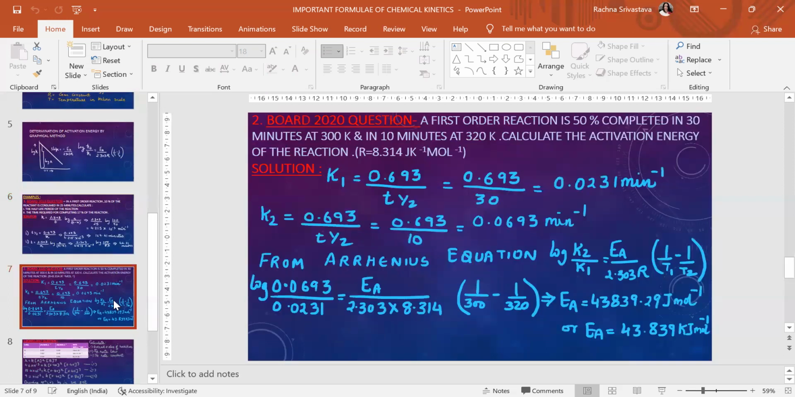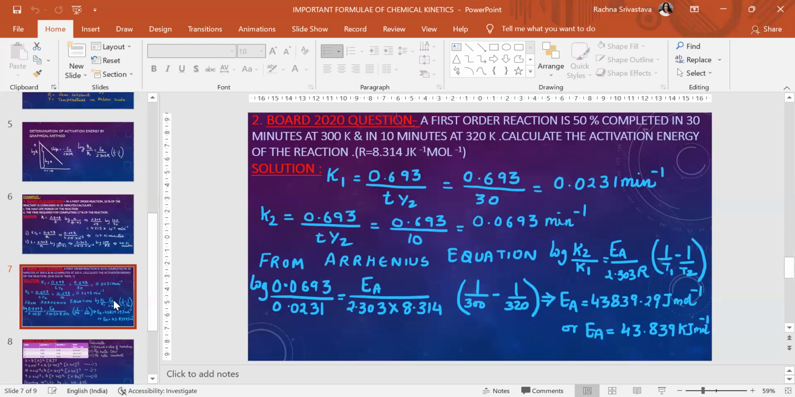Then comes the next example, which is from the 2020 board question. A first order reaction is 50% completed in 30 minutes at 300 Kelvin, and in 10 minutes at 320 Kelvin. Calculate the activation energy of the reaction. Your R will be given in the question, and you have to quote that particular value of R. Here it says 8.314 joules per Kelvin per mole. So your K1 is equal to 0.693 divided by T half.